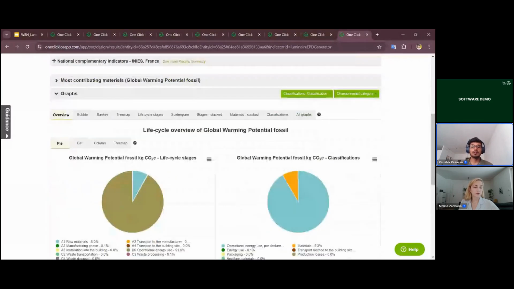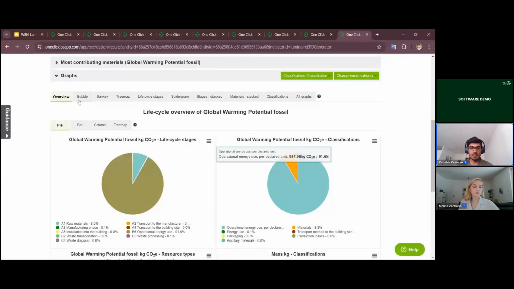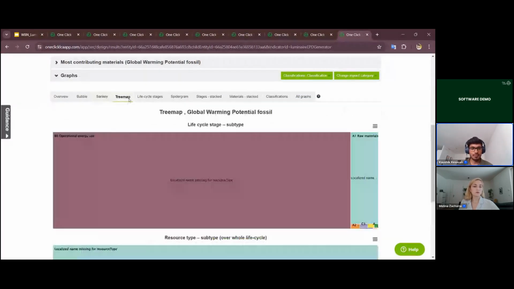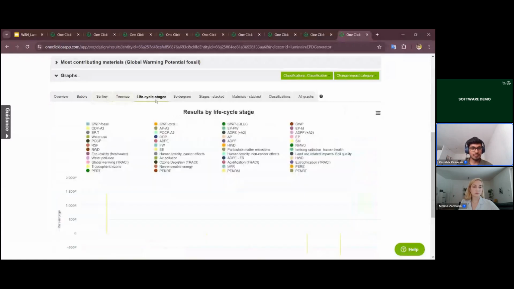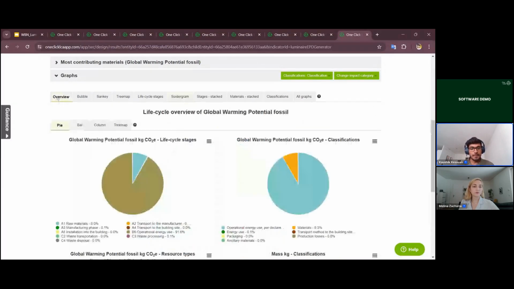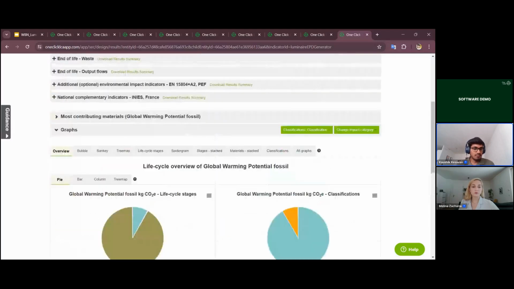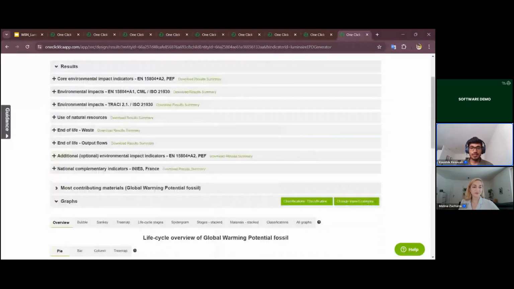And then we have a lot of different graph types. So there are pie charts on the life cycle stages, the classifications. It can be a bubble, Sankey diagram, tree map, based on the life cycle stages, a lot of different variations. So that would be actually all about this tool that you would require to know about.